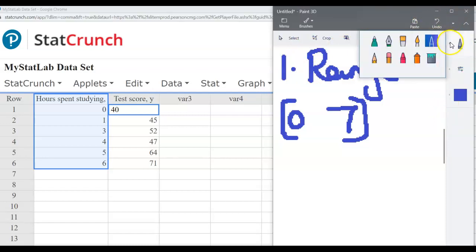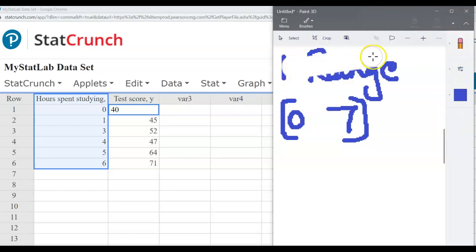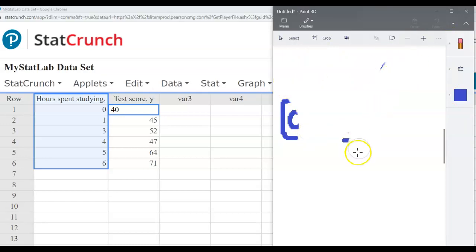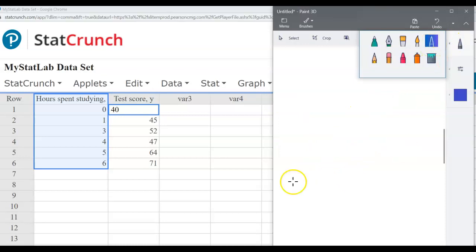where is my eraser tool? Let me go ahead and erase this one. Let me go ahead and erase this one. Have my pen ready. Okay.